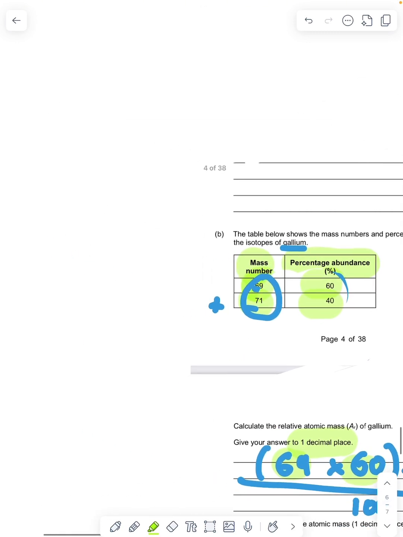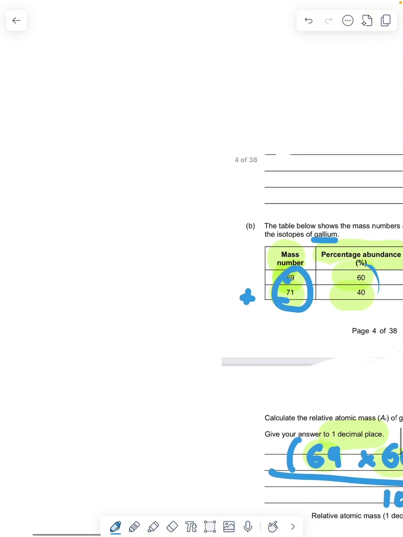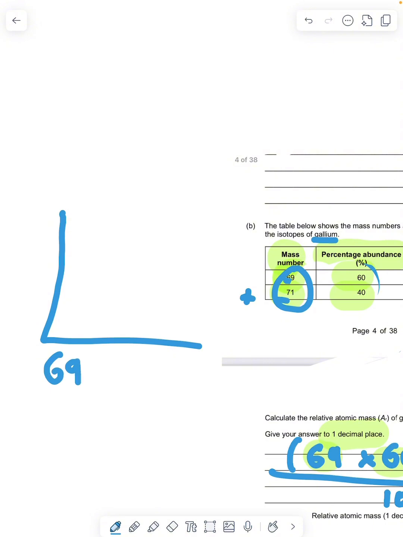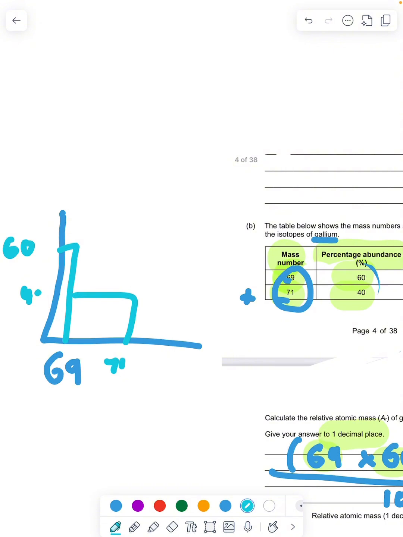Now, like we said before, they could give you this information in a table, like they've done here, or they can give it on a graph, but it doesn't matter how they give this information to you. It's the same working out every single time. So let's say you have the mass numbers at the bottom, so 69, and the abundance is on the y-axis. So 69 goes up, might go up to 60, for example, and then 71 goes up to 40. It's the same working out.